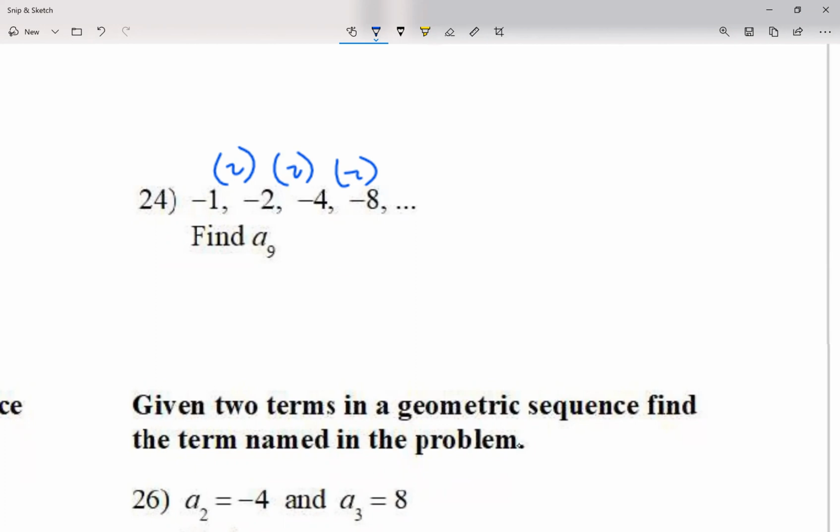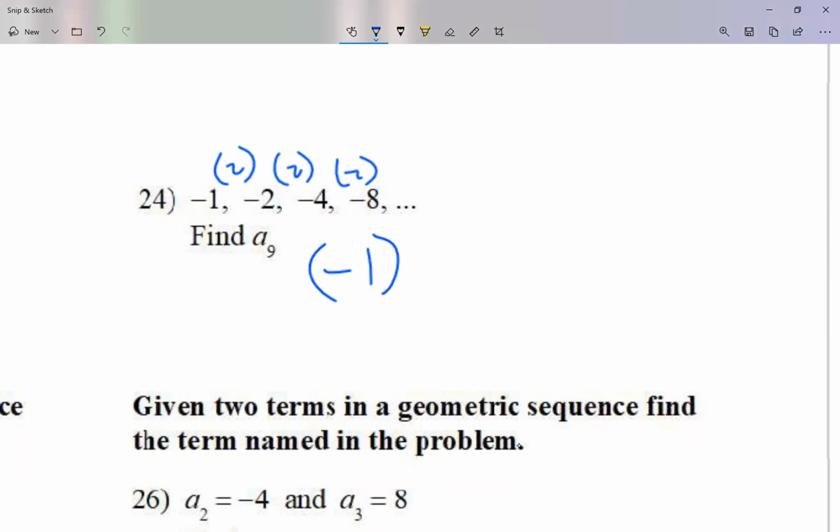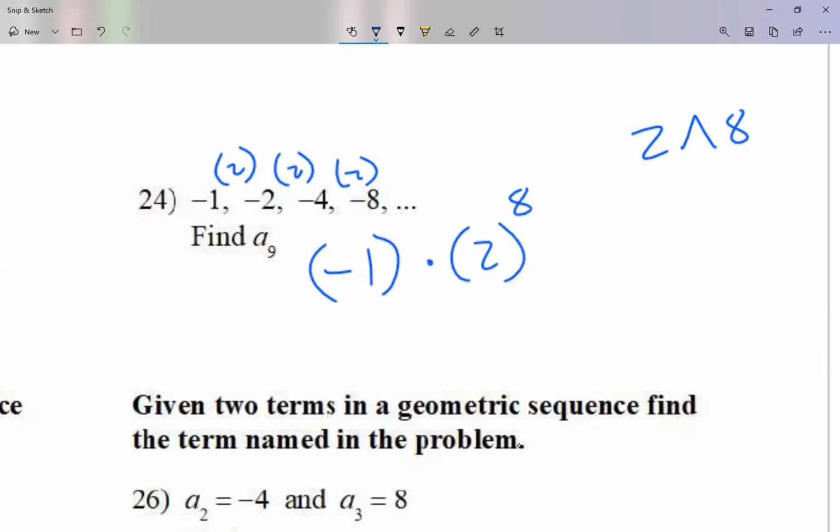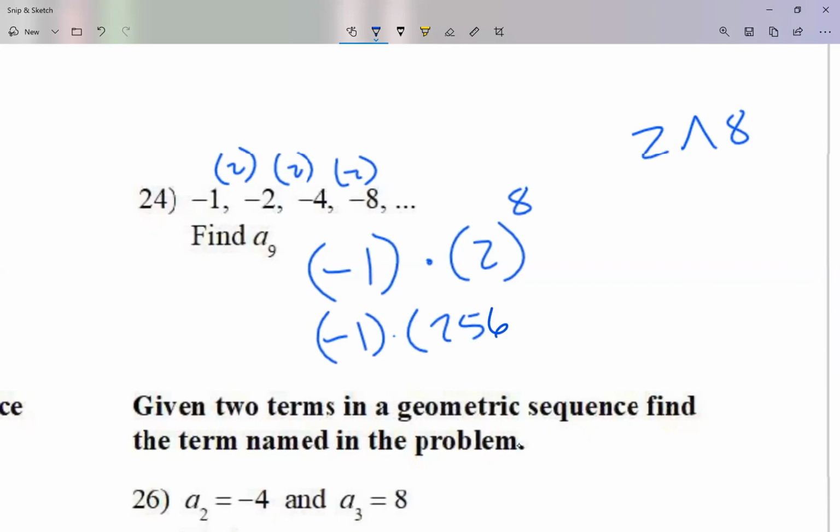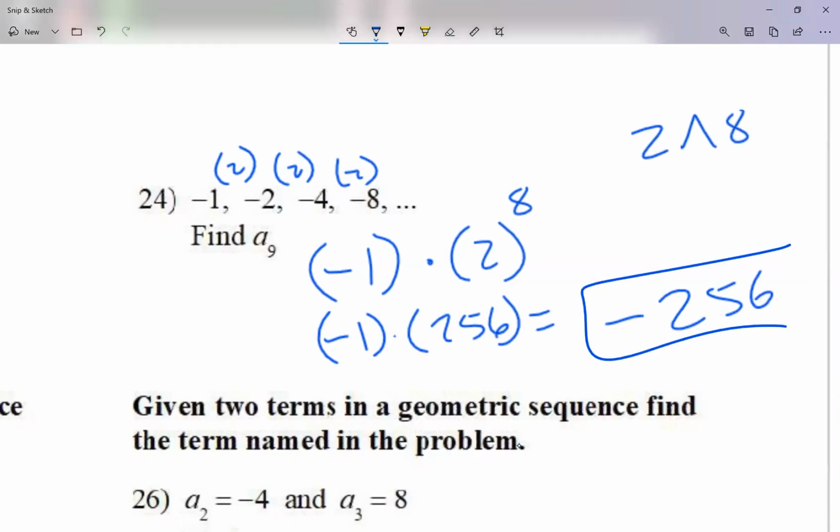All right, so my first number is a -1. And then I'm going to multiply 2 8 times. Now 2 to the 8th, right? 2 8 times. Use 2 to the 8th. Use this in your calculator. 2 to the 8th is 256. So I have -1 times 256. My answer should be -256.